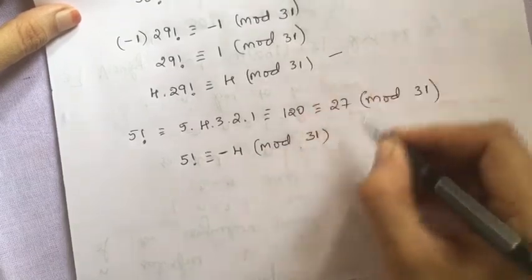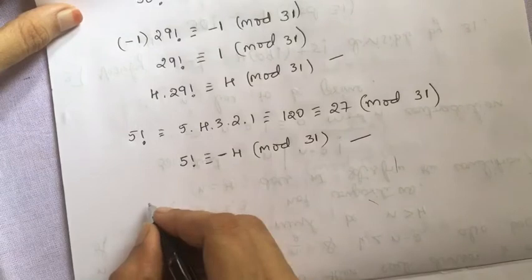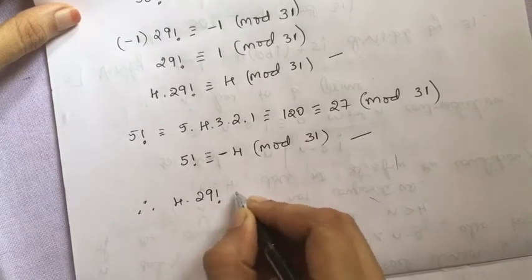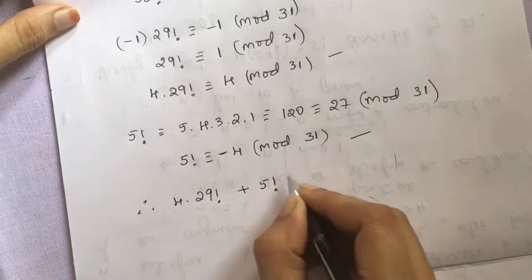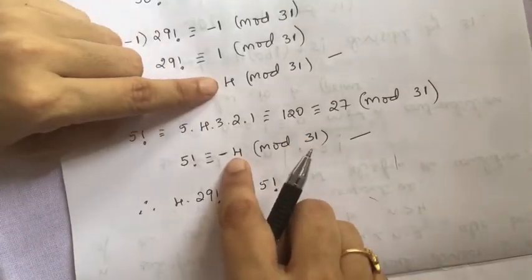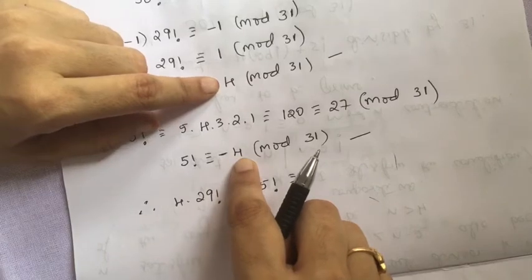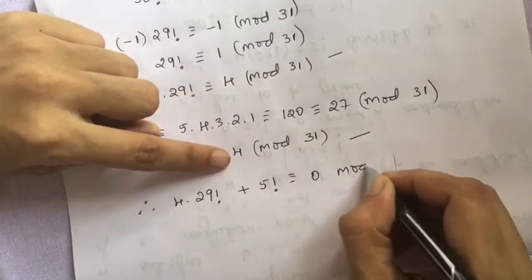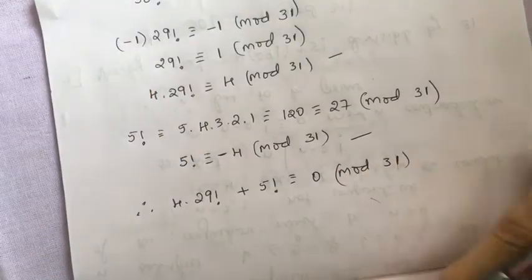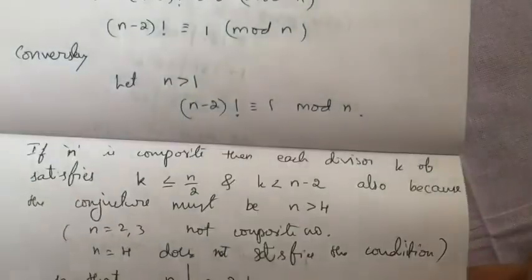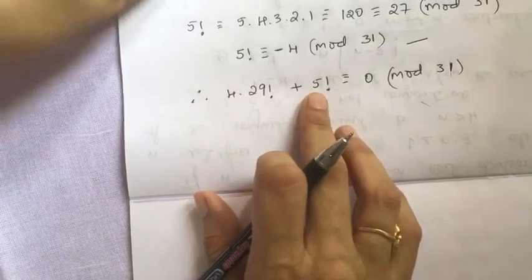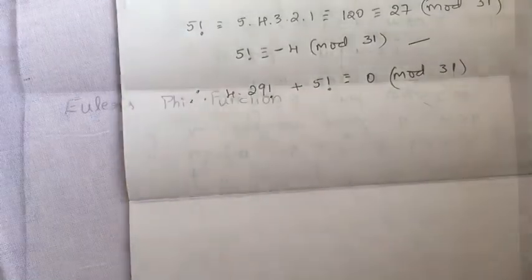Okay, so this I got, I'll add up. Therefore 4 into 29 factorial plus 5 factorial is congruent to 4 minus 4 mod 31. So it becomes 0 mod 31. Therefore you can say that 31 divides 4 into 29 factorial plus 5 factorial.